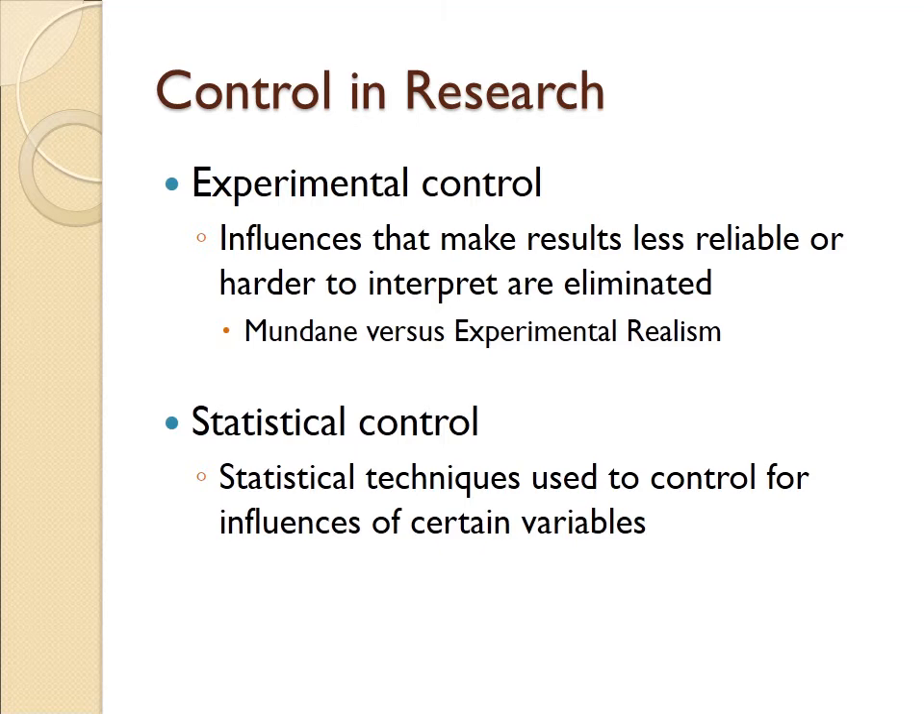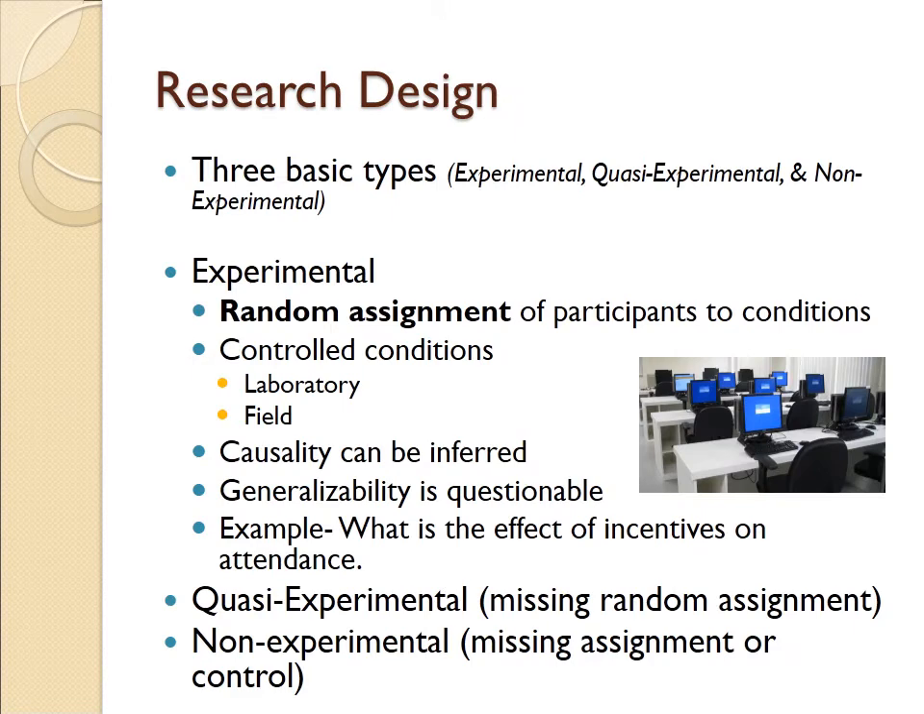Generally speaking, when we can, IO psychologists do try to do true experiments using experimental control, but a lot of IO psychology research is being done in real-world organizations, which means a lot of times we're using the statistical control. So, there's three basic types of research design, and they're really defined mainly by the use of control. So, experimental, quasi-experimental, and non-experimental. And each one has differing levels of control.